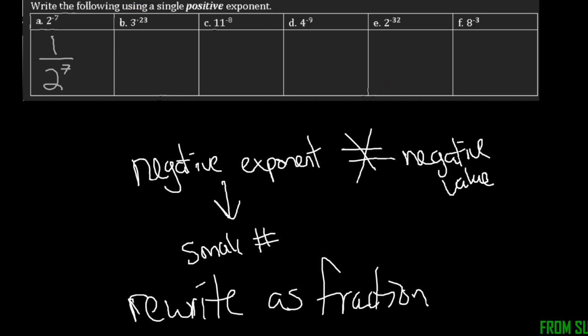I can say, let's do orange. I'm going to rewrite it. This is going to be 1 over 3 to the power 23. And then same idea with part C. It says 1 over 11 to the power of positive 8. So again, it's almost like we're moving that base down to the denominator and writing it with a positive exponent.